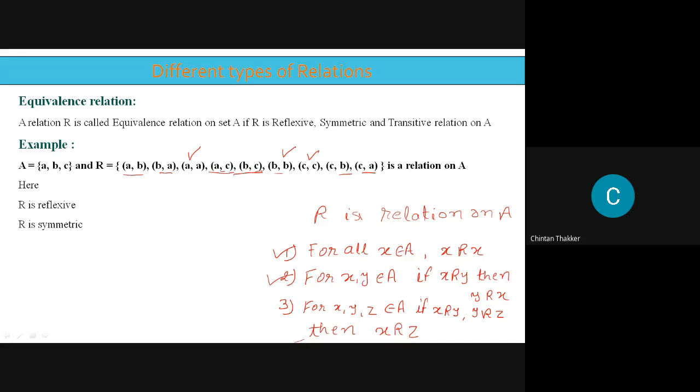So for any x, y, z, if x is related to y and y is related to z, then x is related to z in R. So the third condition is also satisfied. Therefore, R is a transitive relation. So here R is reflexive, symmetric, and transitive. Therefore, R is an equivalence relation. Okay. So this way we check whether the given relation is an equivalence relation or not.